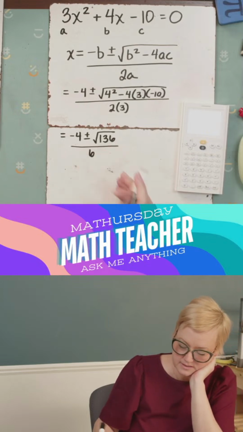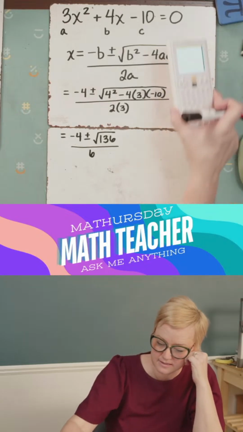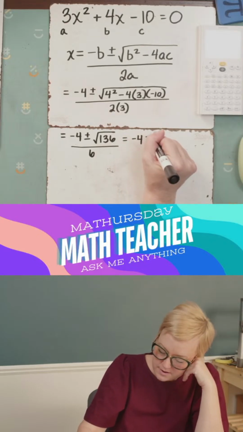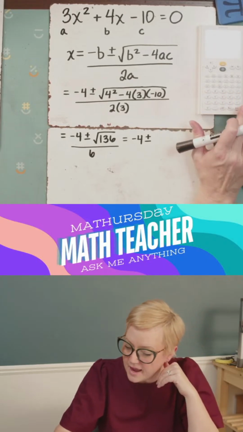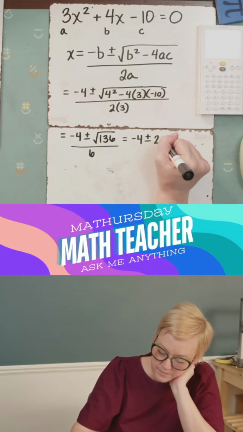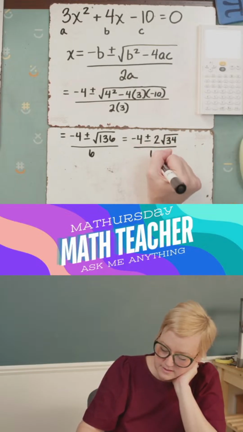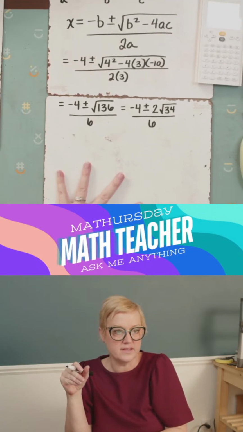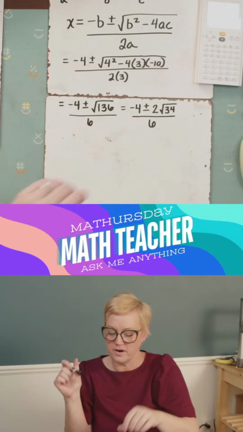Over 6. Now root 136, can that be simplified? Yes. So 136 is divisible by 4. So this is going to be negative 4 plus or minus, 136 is 4 times 34. So my 4 is going to come out and become a 2 root 34 over 6. Now this is kind of what I was talking about before when you can simplify all these things. Okay. So I've got negative 4 plus or minus 2 root 34 over 6.